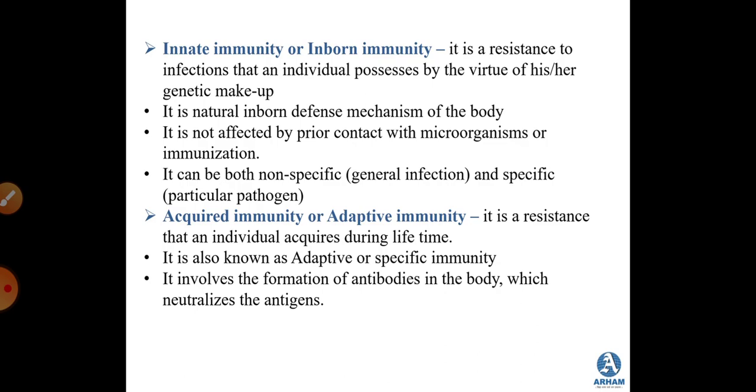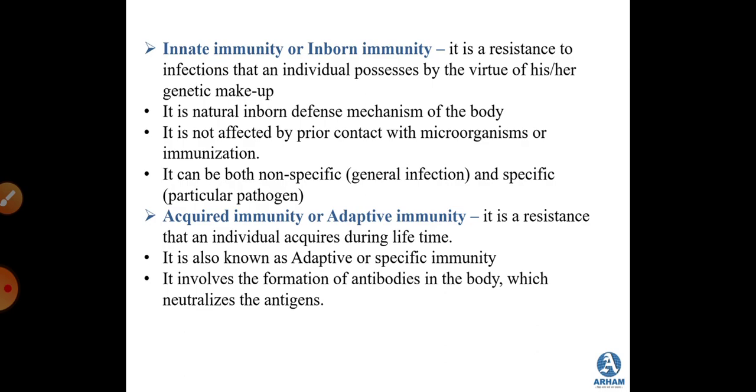Whereas acquired immunity is adaptive. That means it requires prior contact with a certain microorganism, and after the prior contact, it will develop an immune response to that particular microorganism. And that is how acquired immunity, or adaptive immunity, is also called specific immunity, because it develops an immune response to that particular microorganism after it comes in first contact with it. So after the first encounter, it will develop this immune response to that particular specific pathogen.